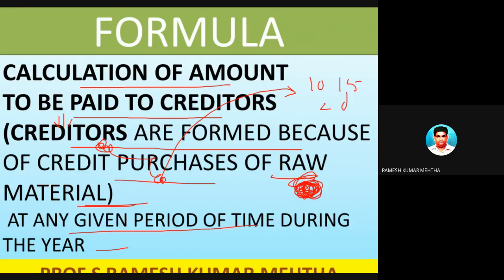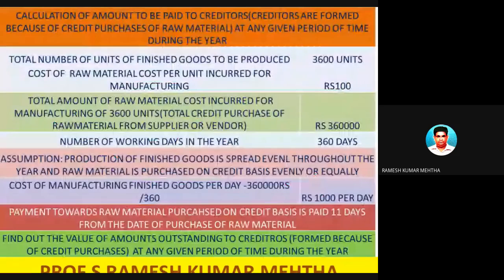So let's take a small numerical illustration to derive the formula for creditors. Creditors are also called accounts payable. So this is our motive: calculation of the amount to be paid to creditors at any given period of time. Why any given period of time? Because as a business entity, we are a dynamic business entity.